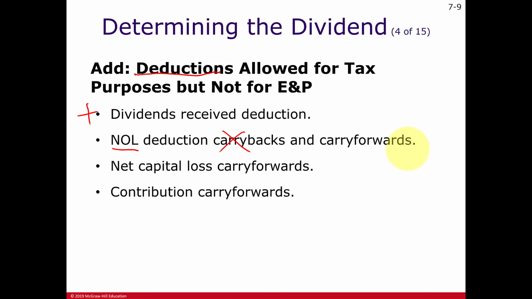So that would be really deducted back in the year that the loss incurred. But now when you carry it forward and deduct it, that's an artificial deduction. So we back that out to increase taxable income. Same thing with net operating loss carry forwards. We back it out to increase taxable income. Same thing with carry forward of unused charitable contributions. It should be deducted in the year incurred. So when you carry it forward to the current year, you back it out to increase taxable income.